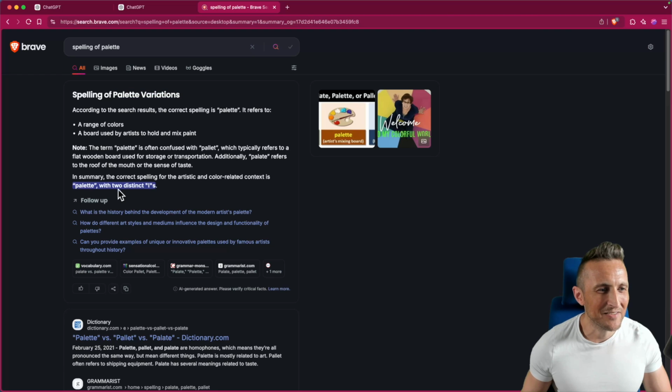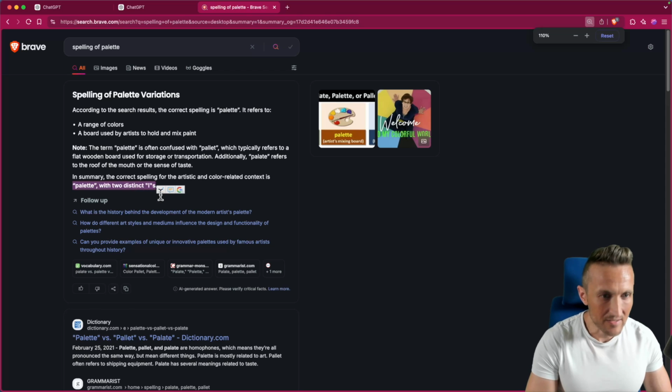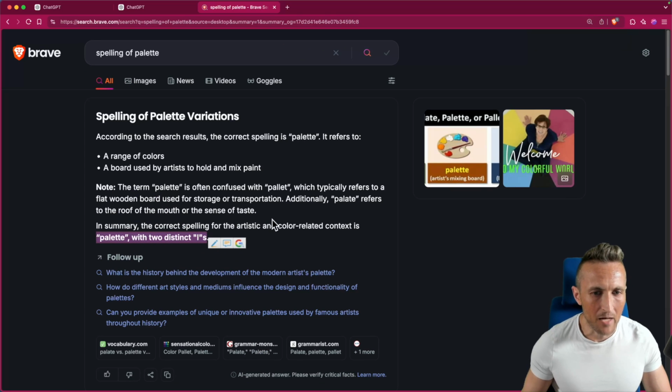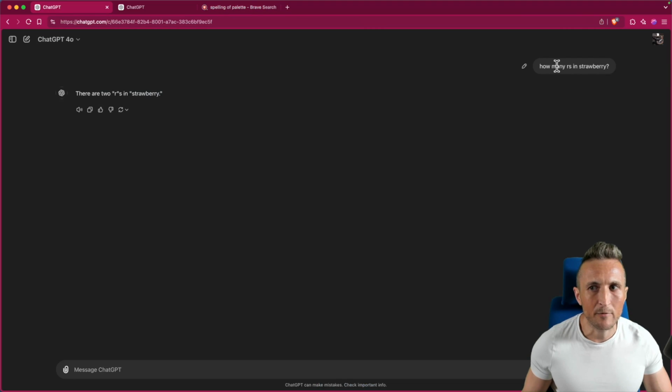That's interesting, actually. The summary here with Brave also has the same problem. It says palette with 2 distinct L's. Or is it just saying that's a common misspelling? The correct spelling for the artistic word in a color-related context is palette with 2 distinct L's. So actually, Brave's summary also has this problem.